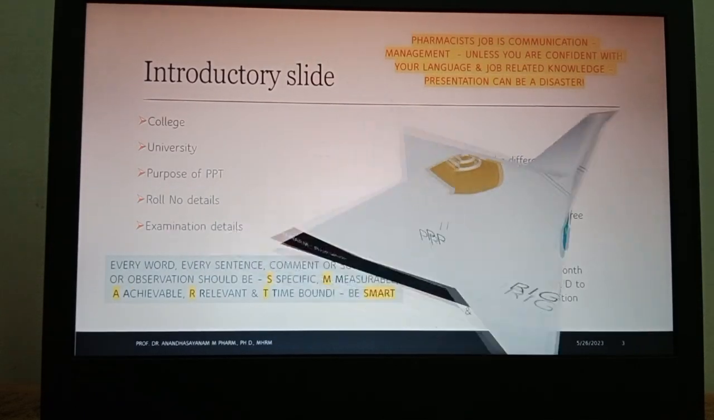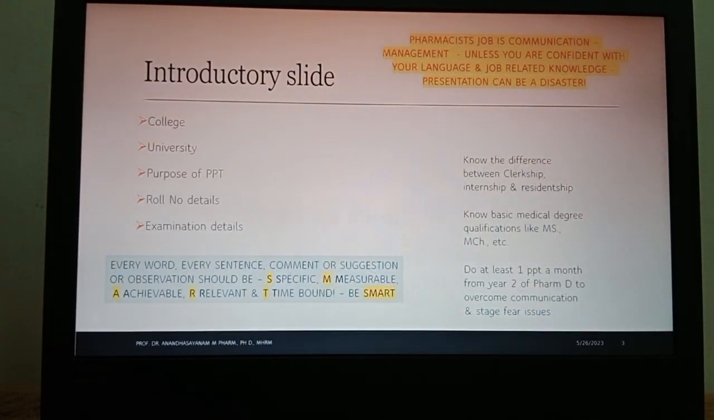Right, we move on. What should be the introductory slide in your presentation? The pharmacist's job is communication management. Unless you are confident with your language and job related knowledge, a presentation can be a disaster. If you try to fake, if you try to present something which you have not done, if you try to cope up on the day of examination, or while presenting to a set of clinicians, or when educating paramedical staff like nurses, in a discussion, you will not be able to fake it.